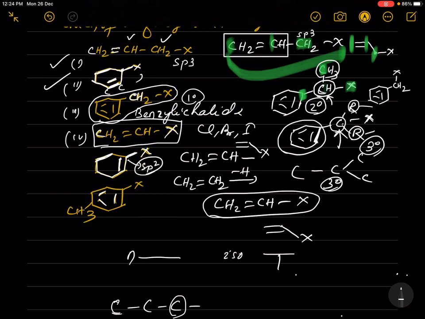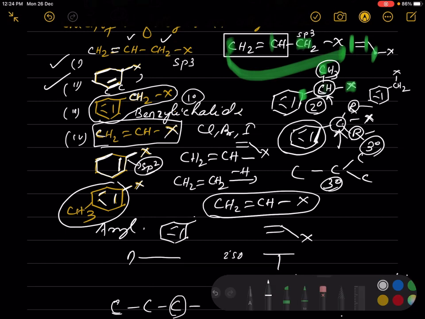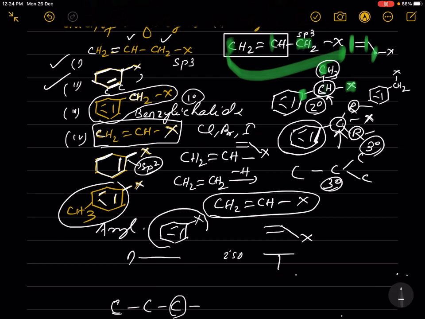Then aryl halide. What do you mean by aryl halide? When an H atom of any aromatic compound is replaced by a halogen atom, you will get aryl halide. Or you can draw the structure like this also. This is an H atom. Just replace this H and put an X. This is an aryl halide. And the halogen atom attached to the aryl halide is sp2 hybridized.